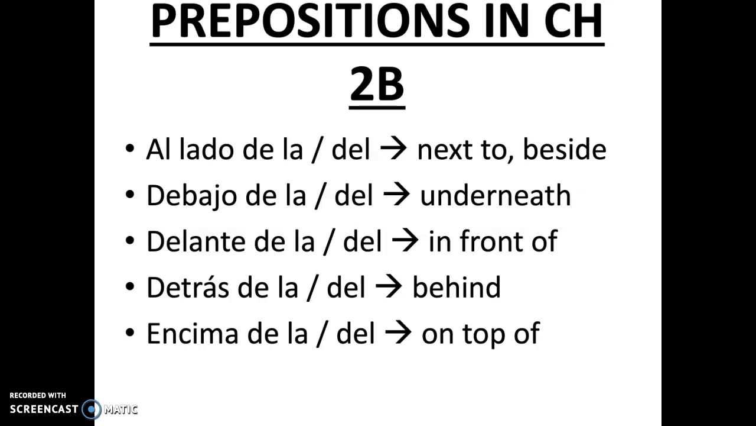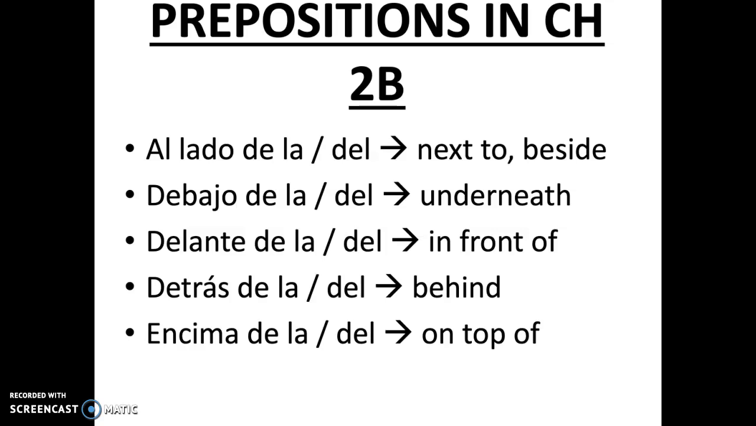We have our preposition al lado de la or del, which means next to or besides. Debajo de la or del, which is underneath. Delante de la or del, which is in front of. Detrás de la or del, behind. Encima de la or del, on top of.